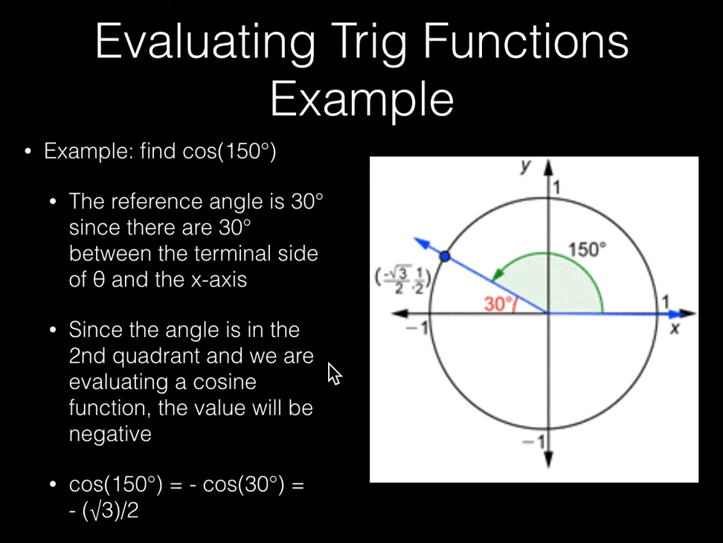So here we have an example. You can pause the video and try it out. Here we're trying to find what cosine of 150 is. And you know that the reference angle is 30 since there are 30 degrees between the terminal side of theta right here and the x-axis. And since the angle is in the second quadrant and we are evaluating a cosine function, the value will be negative. So cosine of 150 is equal to the negative of cosine of 30, which is negative root 3 over 2.